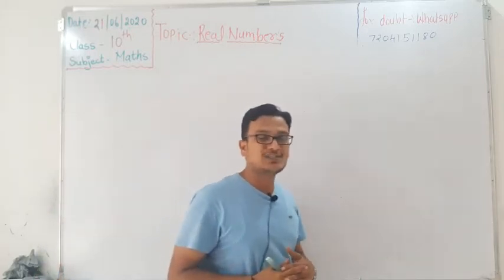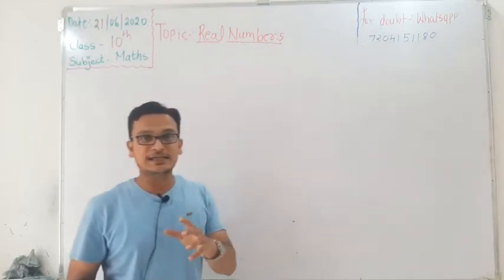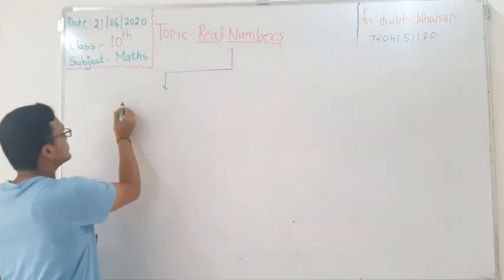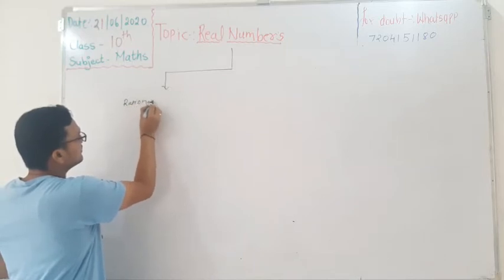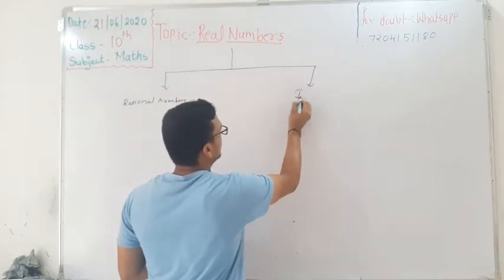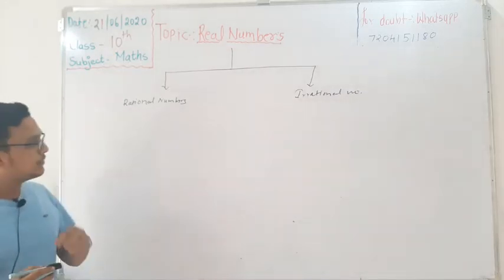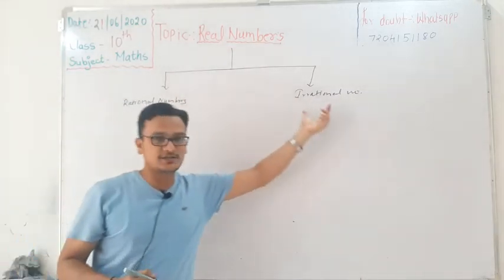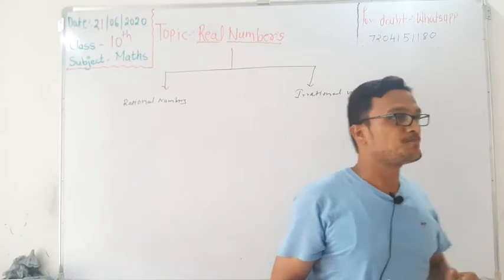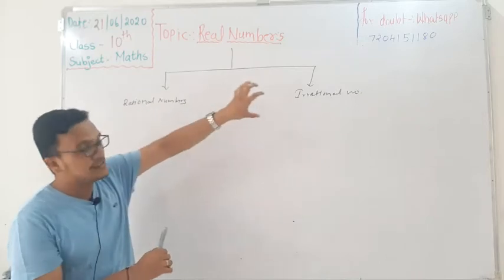A number which consists of rational numbers and irrational numbers. Here, real number means what? It consists of rational numbers and irrational numbers. A number which consists of a rational number and an irrational number is called a real number. Now here we have again two types, that is rational number and irrational number.